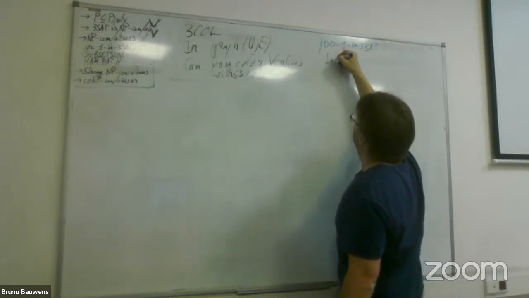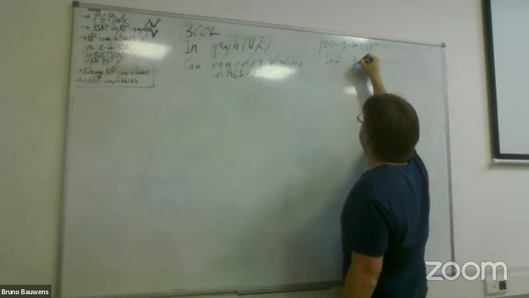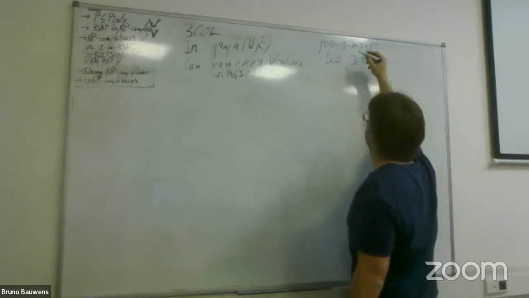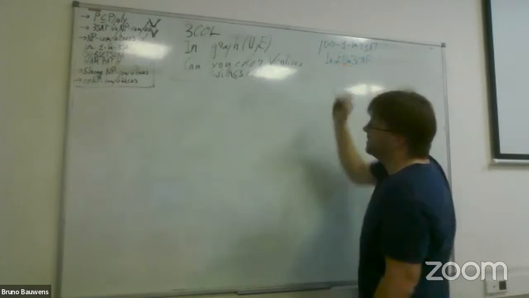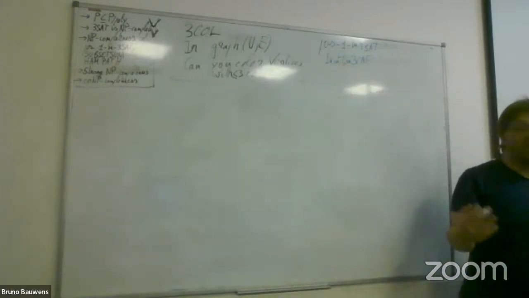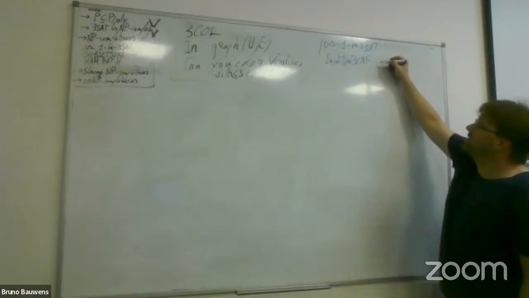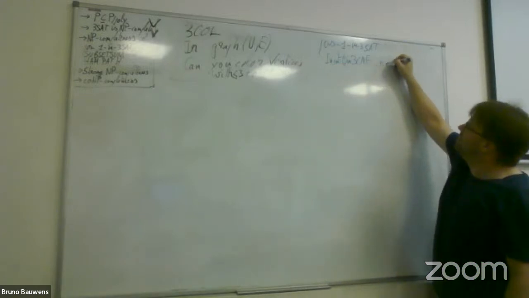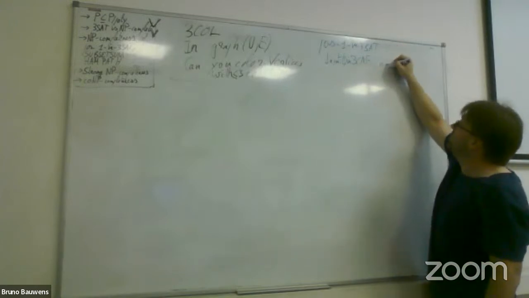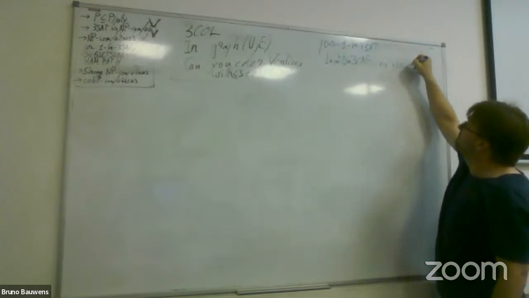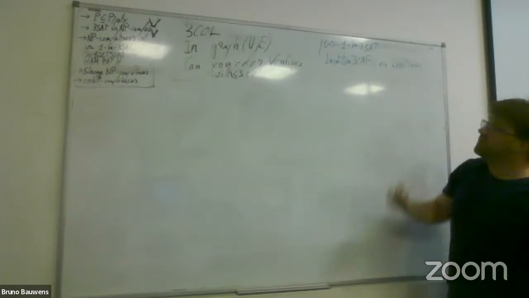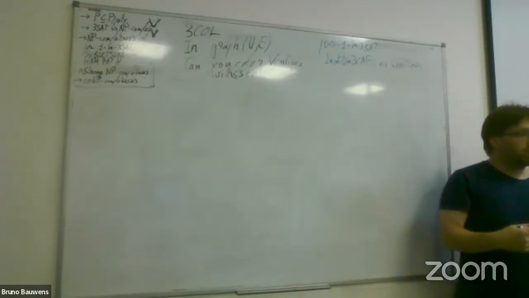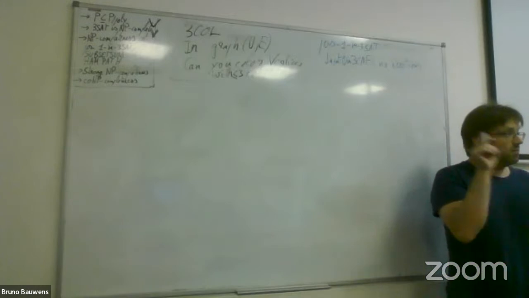So the input is a 3CNF formula F. And the question is, can you find an assignment? Sorry, and all variables are positive, so no negations. And the question is to find an assignment that makes precisely one literal in each clause true.